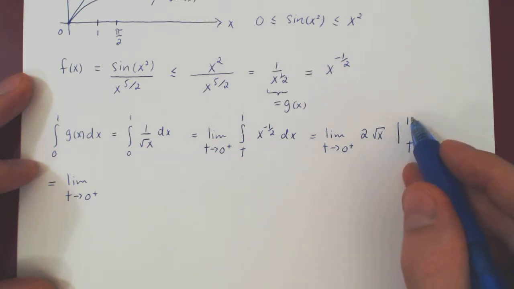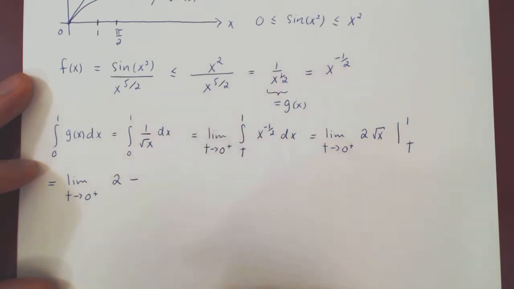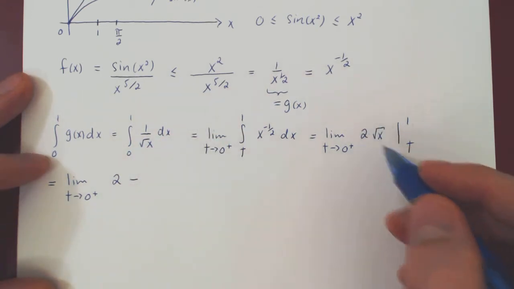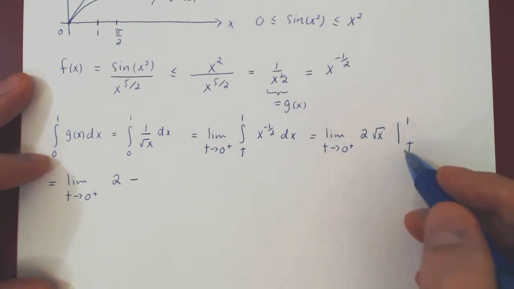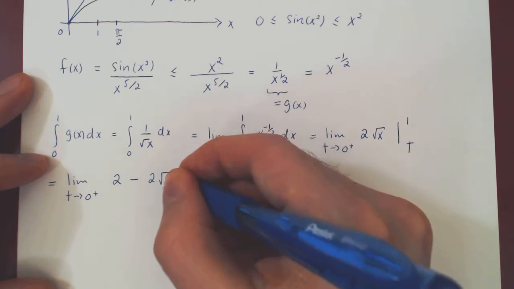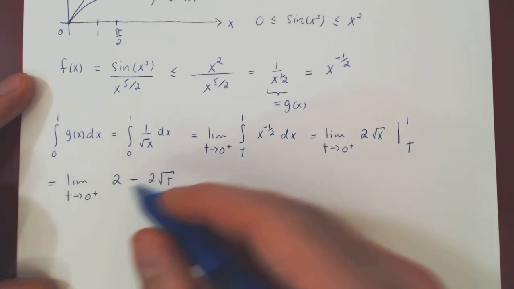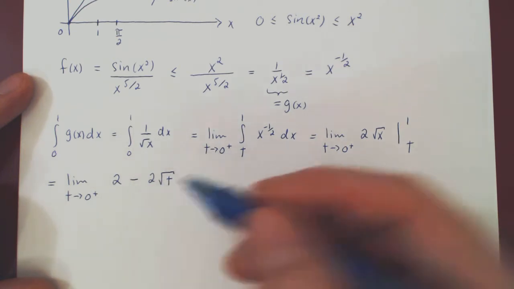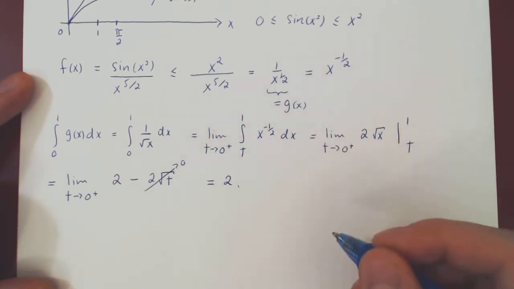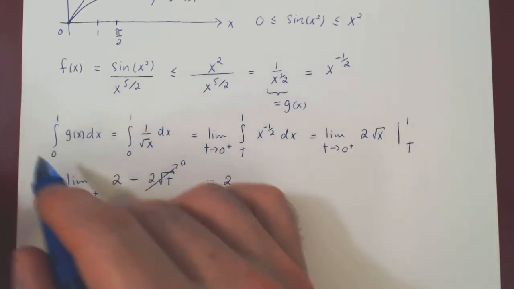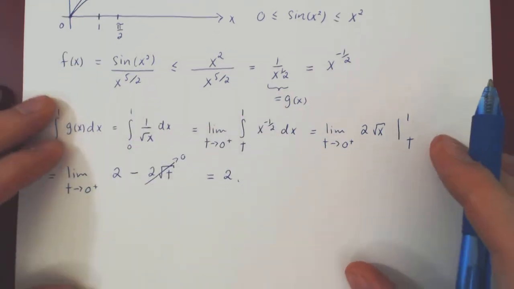So 2 root of x, replacing x by 1 is 2 root of 1, which is simply 2, as the root of 1 is 1, minus the function, replacing x by t, which gives us 2 root of t. And now we have a very simple limit. As t approaches 0 from the right, root of t will approach the root of 0, which is 0. This term vanishes, and we have in the end 2. So this integral converges, which will prove that the integral of f also converges.